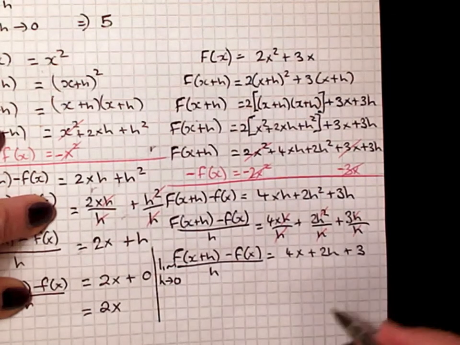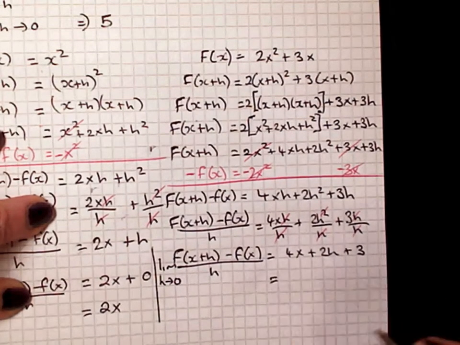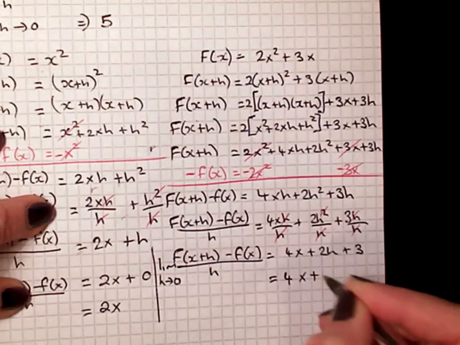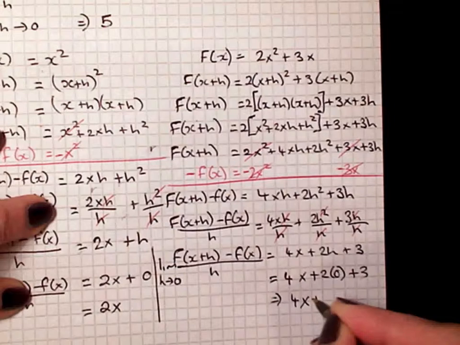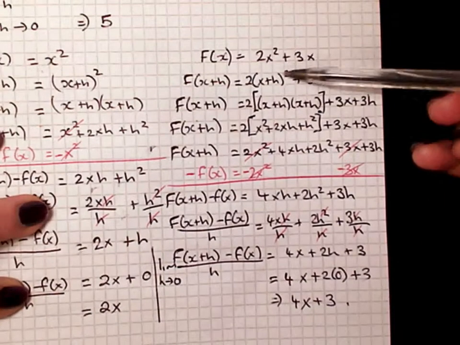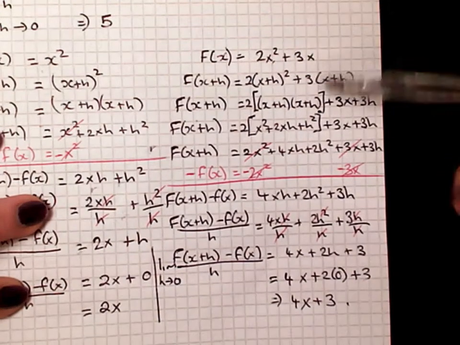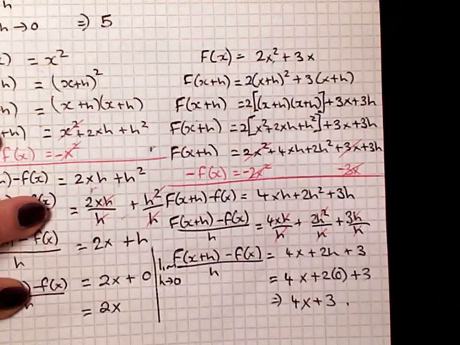So it gets smaller and smaller and smaller, so small that we're considering it to be 0. So 4x plus 2 by 0 plus 3, which gives you a differential of 4x plus 3, which you would have seen from the start, 2x squared plus 3x differentiating to 4x plus 3.